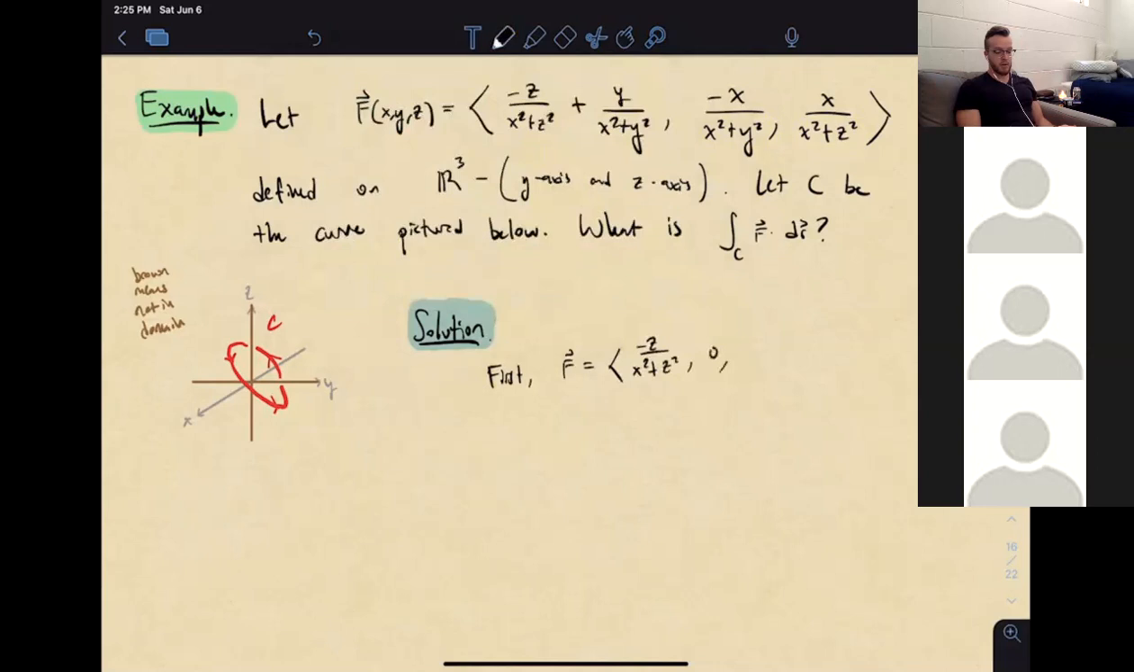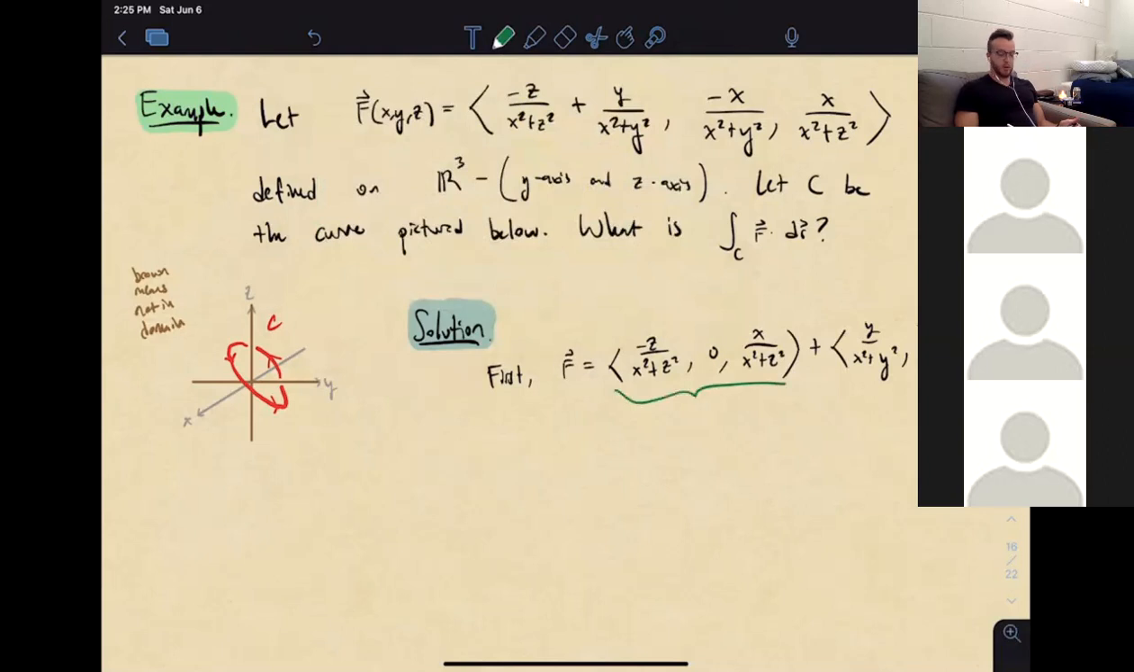0, and then x over x squared plus z squared, plus, what do we have left? We have a y over x squared plus y squared, negative x over x squared plus y squared, and 0. So, this is starting to feel like homework number 2.